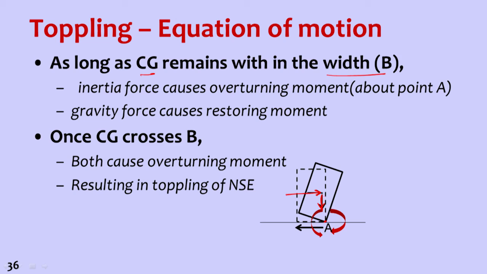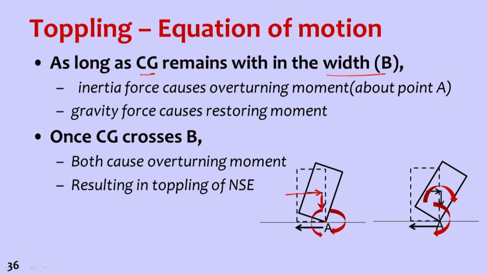But if the Cg crosses the vertical line, then the applied force and the restoring moment both act in the same direction. Thereby the non-structural element will topple. So it's something like this. You can see this one. This is case 1. This is case 2.